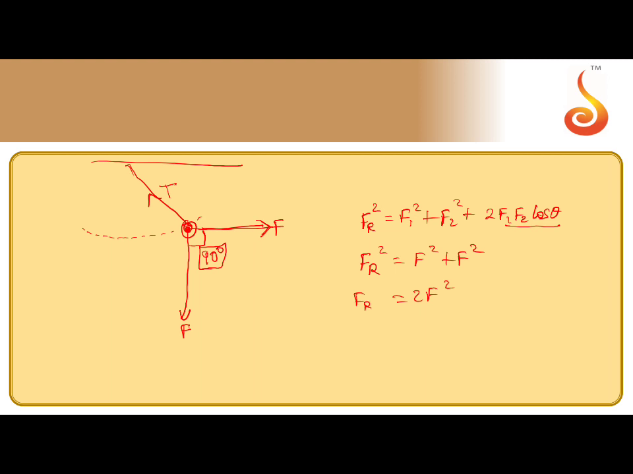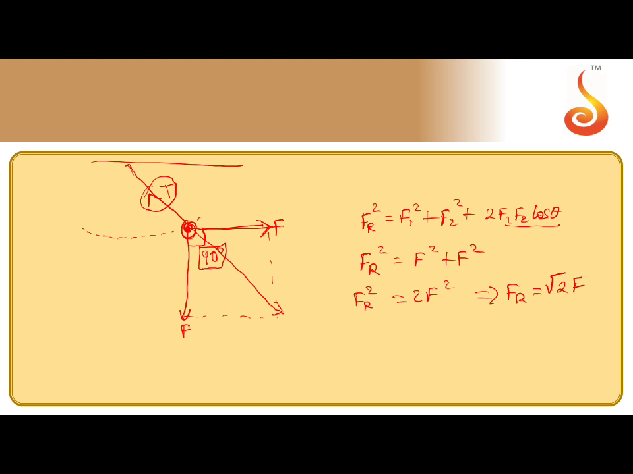So the resultant force will be equal to square root of 2 times F. This will be acting along the diagonal. This force will be balanced by the tension in the string. Otherwise, this object would fall down along the resultant.